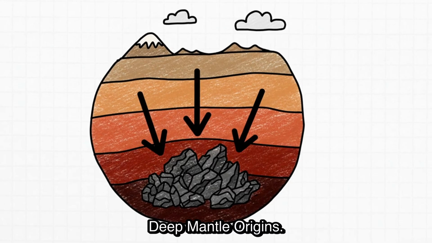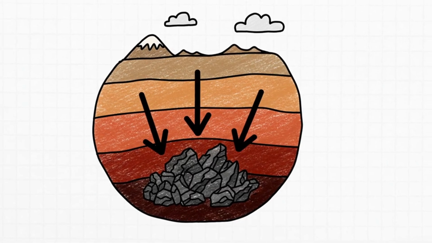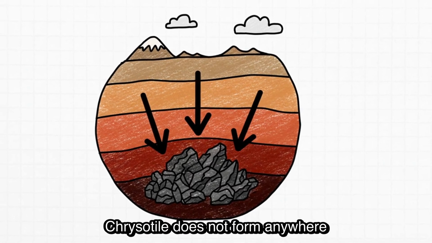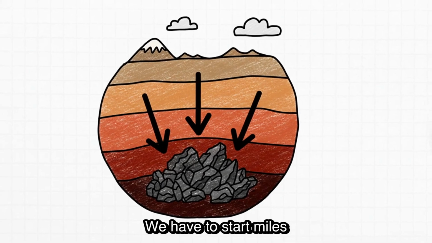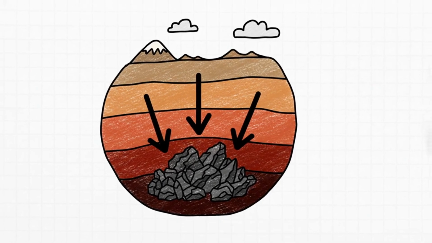Chapter 1. Deep mantle origins. Chrysotile does not form anywhere near the Earth's surface. We have to start miles beneath our feet, in the Earth's mantle.